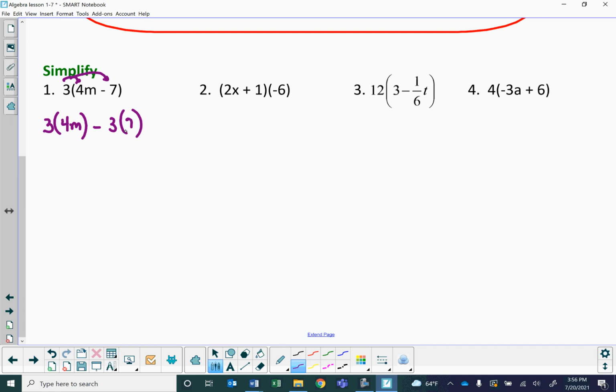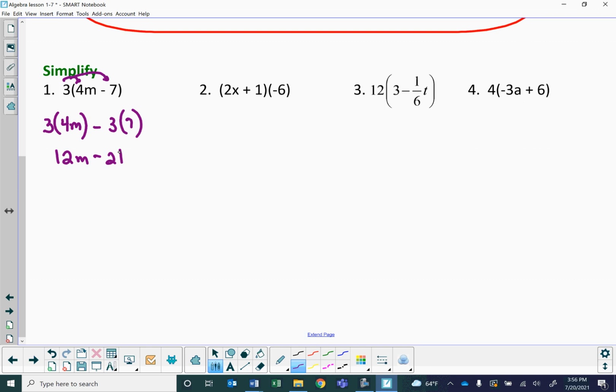So that's the setup. And then to solve this, all we do is take the coefficients, or the constants in this case, the 3 and the 4, we multiply those together and we get 12, and we just tack on the little m, and we keep our subtraction sign, and 3 times 7 is 21. So we have 12m minus 21. 12m cannot be combined with 21 because there are no m's with the 21.